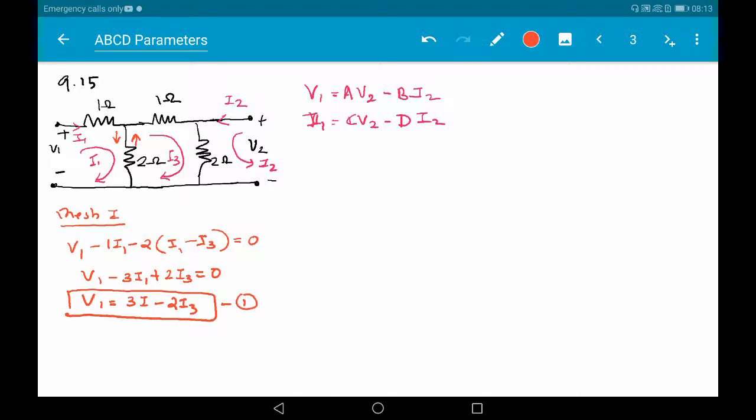Now we have V1 in terms of I1 and I3, but we need to get V1 in terms of V2 and I2. Therefore we keep it here and write the second mesh equation. Okay, let's go to mesh 2.